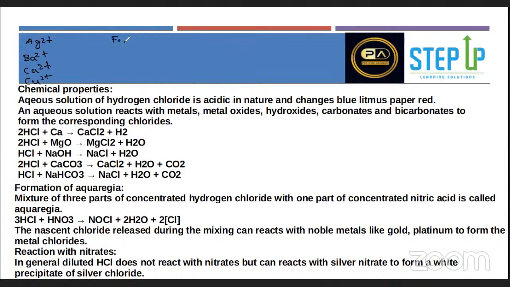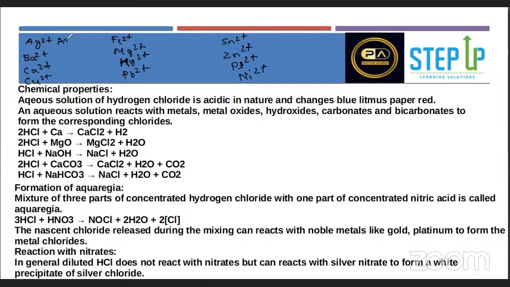Then we have Fe2+, Mg2+, Hg2+, Pb2+, Sn2+, Zn2+, platinum 2+, and nickel 2+. So Ag2+: the first one, plus 1, is argentous.